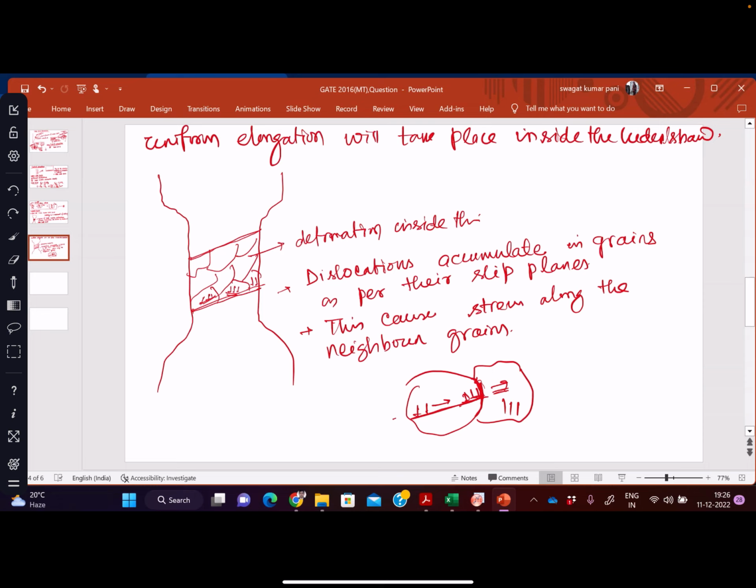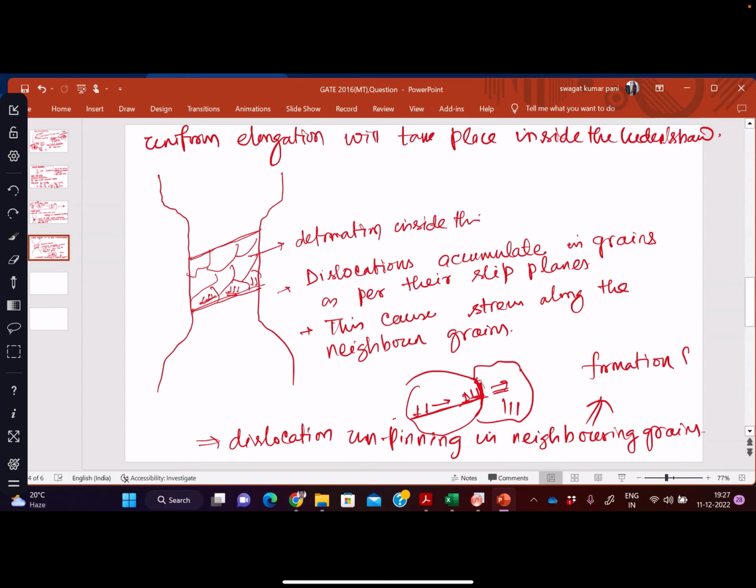Okay, so what will this cause? So the effect will be dislocation unpinning, because for unpinning we need higher stresses, as per the higher yield point, the upper yield point. A similar situation will happen here: dislocation unpinning in neighboring grains. Okay, so this can lead further to formation of a second Luder band.